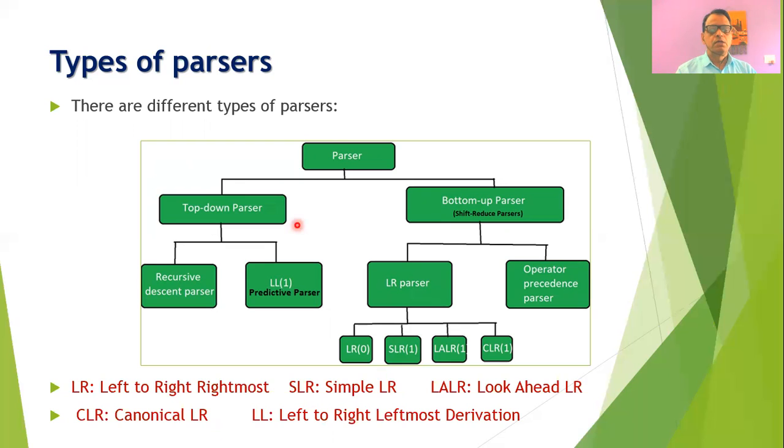The top-down parser, as I told you, has two types: recursive descent parser and LL parser or predictive parser. In this LL parser, the first L stands for left to right scanning, and the second L stands for the leftmost derivation. So in LR parser, we know that the rightmost derivation is performed in the reverse order. And in top-down parser, what we perform is the leftmost derivation in the forward direction.